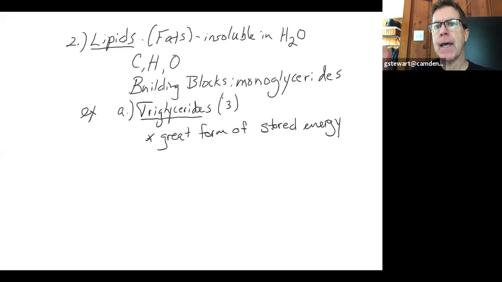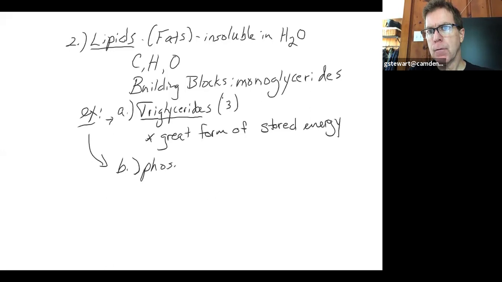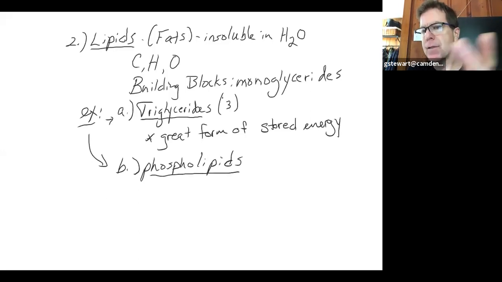I'm going to give you some examples of lipids or fats. Another example would be phospholipids. That just means a lipid, a fat, with phosphates attached to them. It's just a diglyceride really with a phospho group or a phosphate. These are found in cellular membranes.